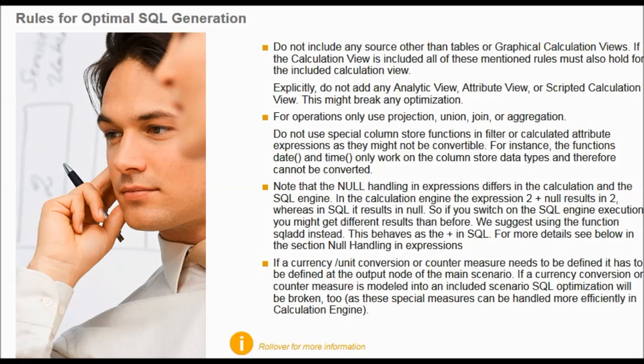This option is only efficient if every node can be translated so that one big SQL statement can be generated. To gain optimal SQL generation, the following rules should be followed.